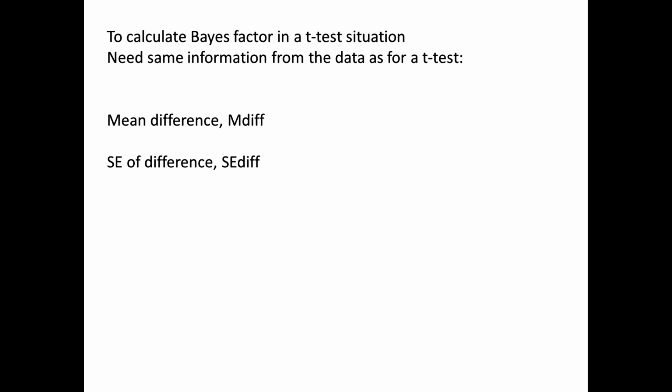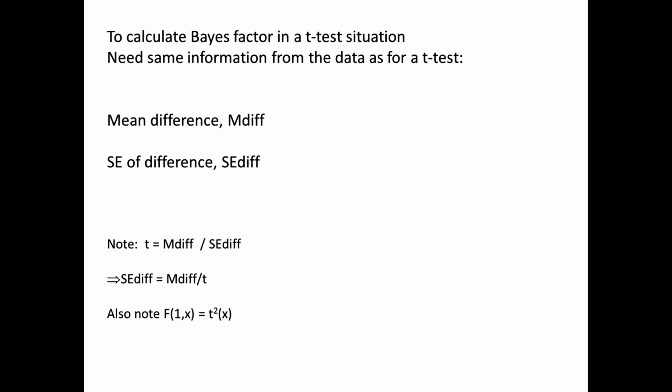Now in a t-test situation, you need the same information from the data as for a t-test, the mean difference and the standard error of the difference. And that's just what a t-test is. It is the mean difference divided by the standard error. Or it's the regression slope divided by the standard error. Or it's whatever parameter you're trying to estimate divided by its standard error.